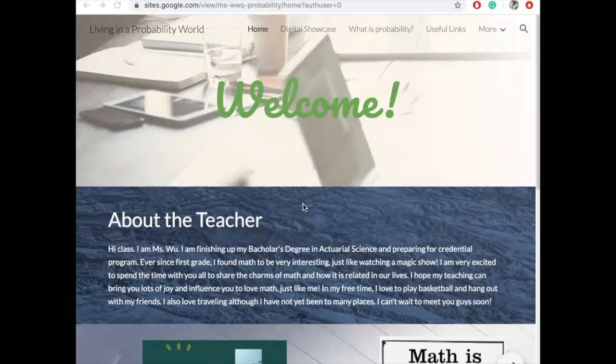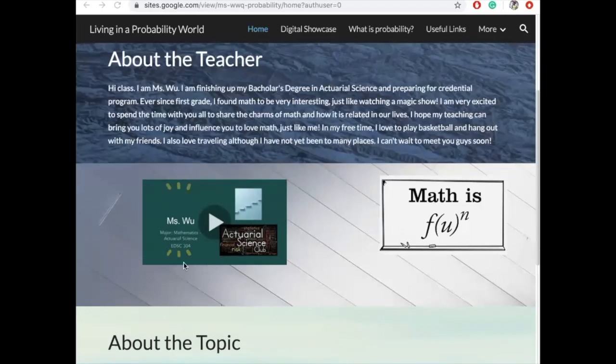I am an actuarial science student, currently finishing up my bachelor's degree in actuarial science, and at the same time I am also preparing for a mathematics teaching credential program. The reason why I like math is because I found it to be very interesting. Ever since first grade, I feel like I'm watching a magic show when my math teacher is explaining the materials. You can find more information about me by clicking this video right here.